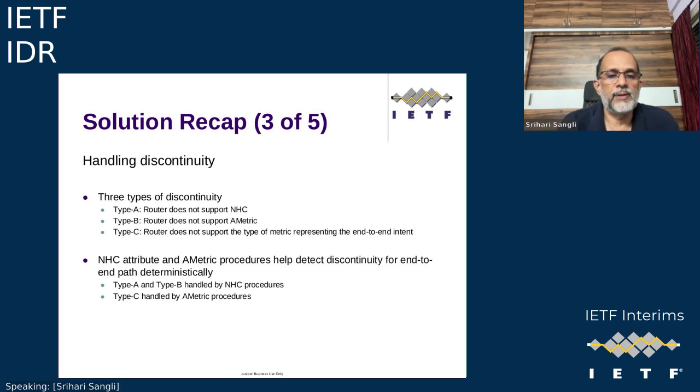So given the NHC, which gives the next hop level scoping, type A and type B are handled by the NHC procedures. So we can find out that the path is discontinuous and then take appropriate action, or leave it to the operator to take respective action. And type C is identified by the A metric procedures as defined in this document.